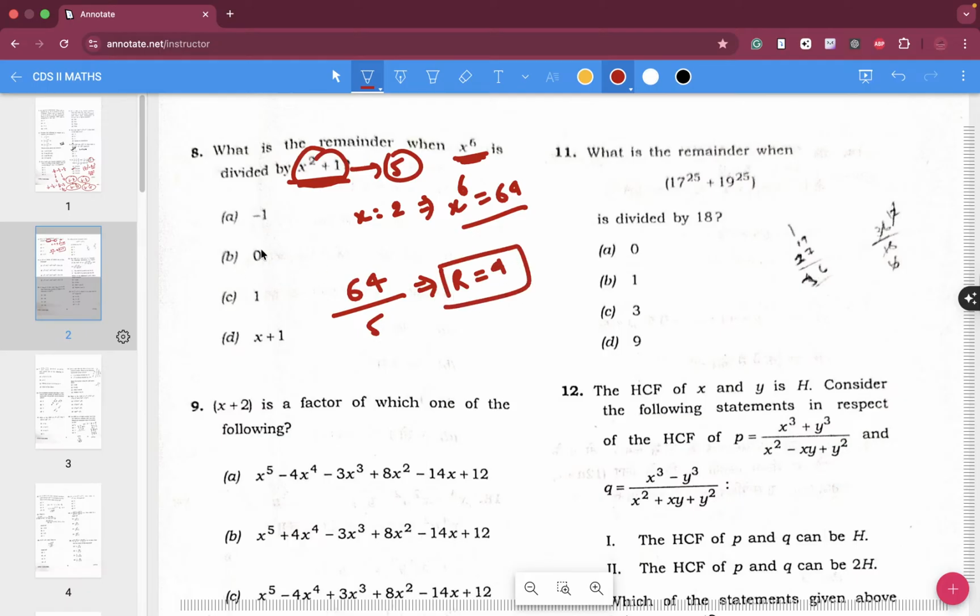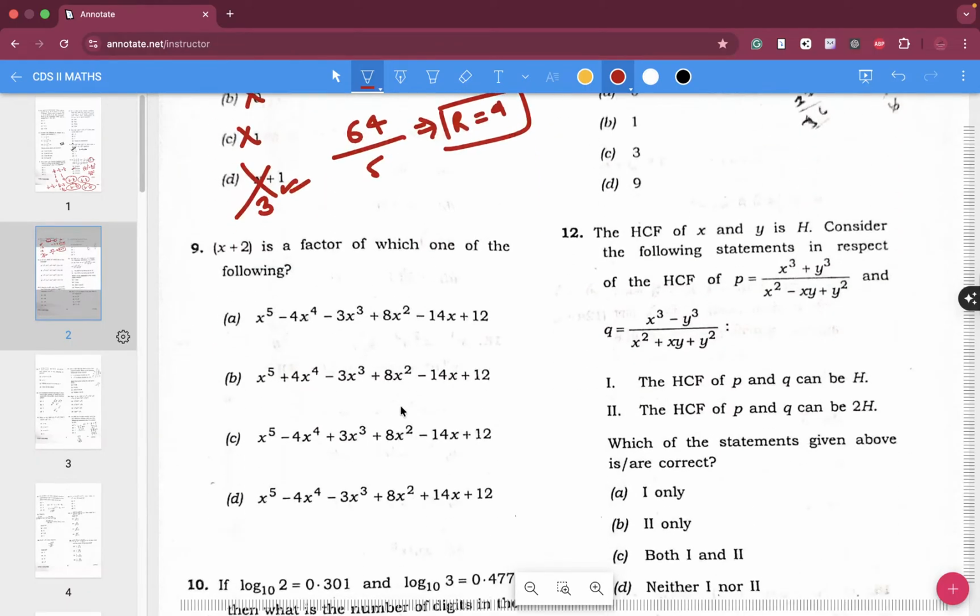If the remainder is equal to 4, this is not the answer. They have not given remainder is equal to 4. It is as good as saying that the remainder is equal to minus 1. X value is equal to 3 is what we have taken, so this one is also not the correct answer, folks. So that was about your question number 8. All right, so we'll move to the next one.